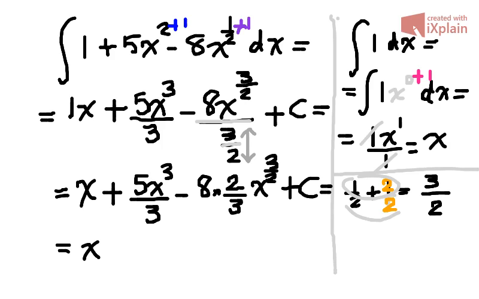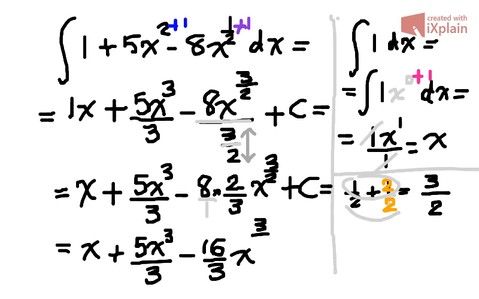Final line to simplify further, we're going to copy the first two terms, and now we're just going to operate with this. We have 8, which is 8 over 1, times 2/3, all negative, so negative 16/3 x to the 3/2 plus a constant.